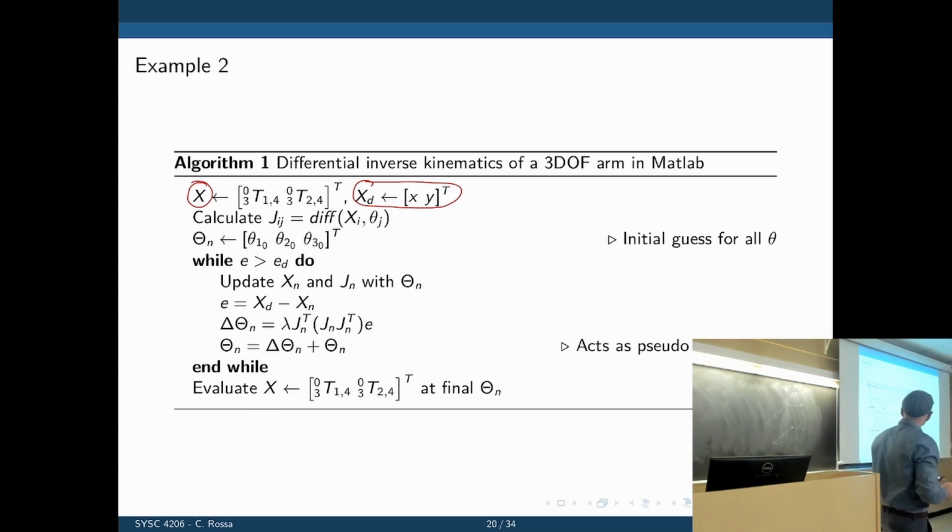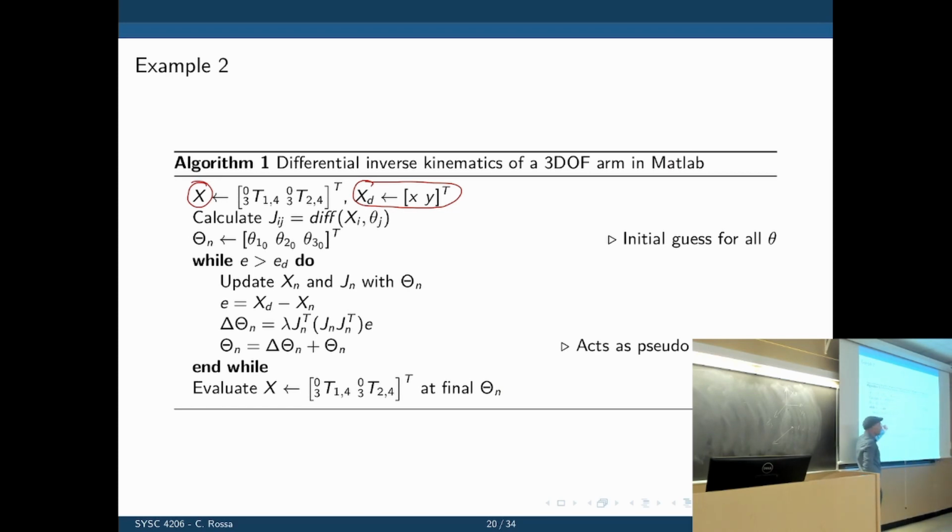What's the error? How do you define the error? It's the difference between the position you want and the current position. The error is exactly xd minus x. So when we enter the loop, we update x and the Jacobian with the values we had. We calculate them, and we calculate the error, because when we know x, we know how far we are from the actual position. Then you can calculate the variation in theta that will bring the robot towards xd.